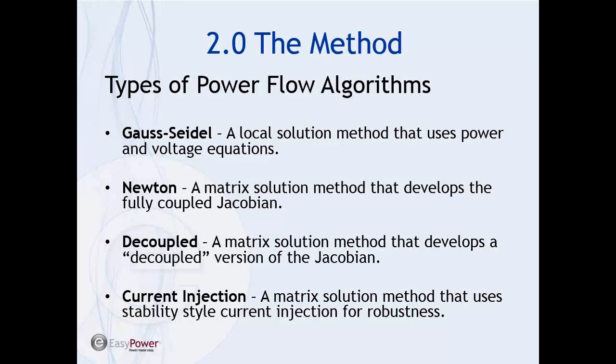The decoupled solution was developed a number of years ago for the utility industry because they were having difficulty solving using the Newton solution. So what they actually do is they take the Jacobian and they decouple a couple of the parts of it. And that's why it's called the decoupled solution. So it is actually a version of the Jacobian, but decouples a couple of the items in there.